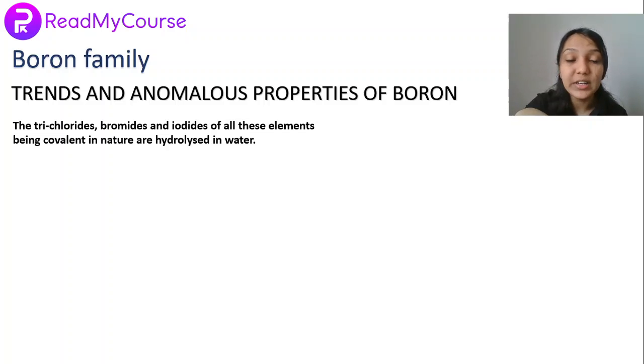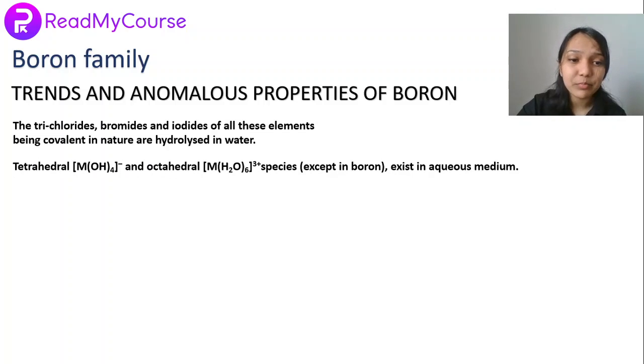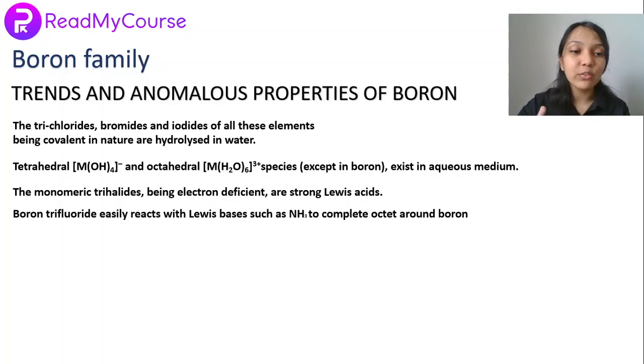They are covalent in nature and they are hydrolyzed in water. And the tetrahedral and octahedral species, except in the case of boron, all exist in aqueous medium. And the monomeric trihalides, that is BF3, etc., being electron deficient, are strong Lewis acids. The monomeric trihalides like BF3, AlCl3 are Lewis acids, right? They're all electron deficient.